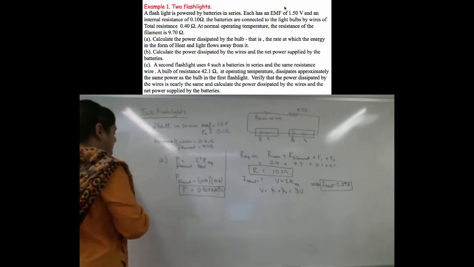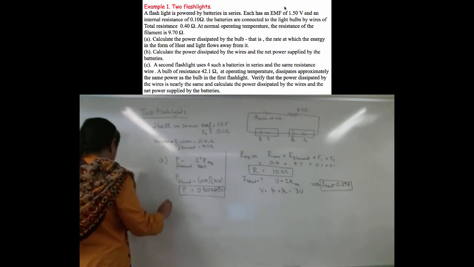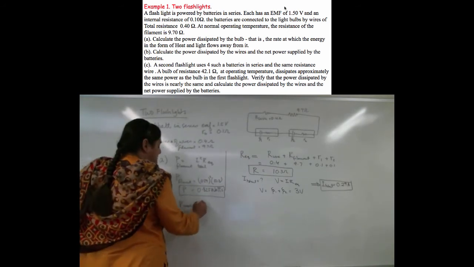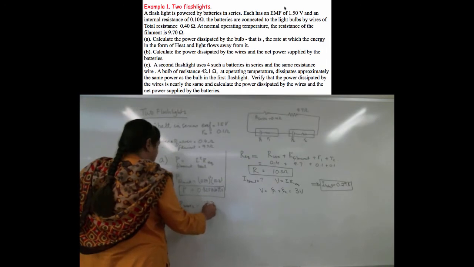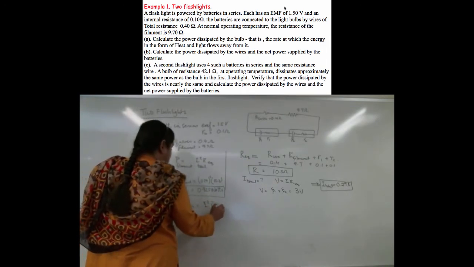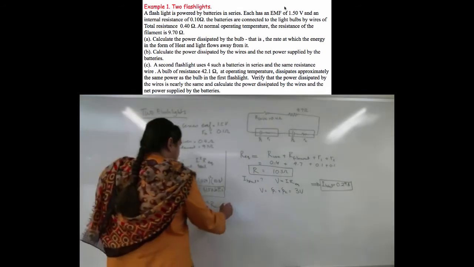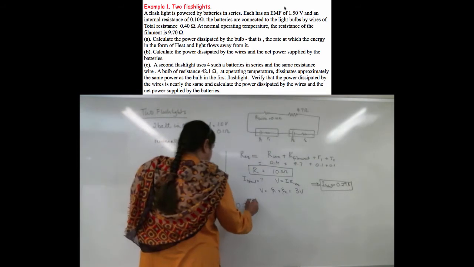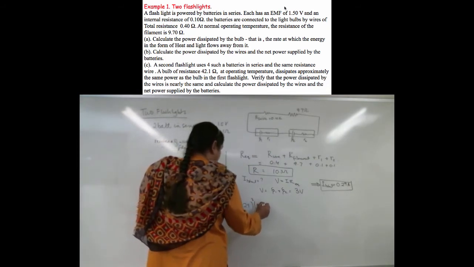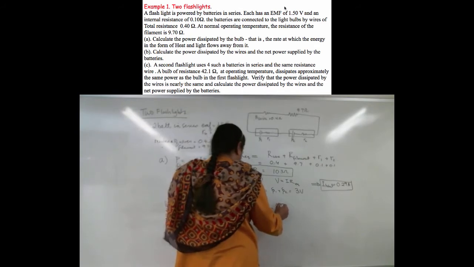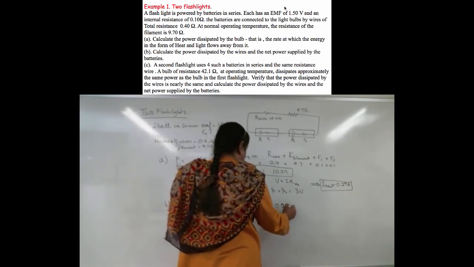Next, in part B, it asks us to find the power dissipated by wires. Well, that one's easy, so it'll just be I squared times the resistance of the wire, which I can easily say is 0.29 squared times 0.4, because that's the resistance of the wire. It comes out to be 0.034 watts.